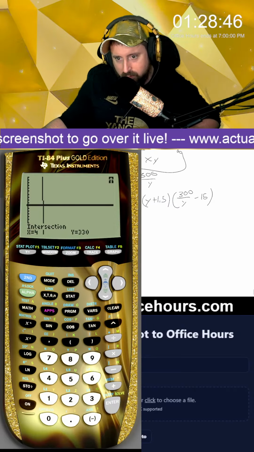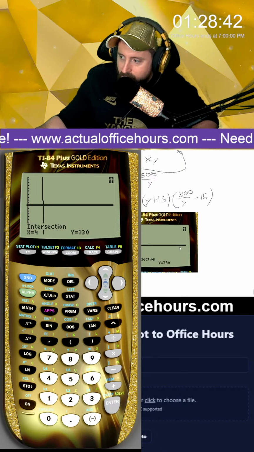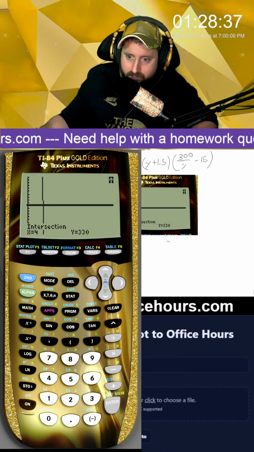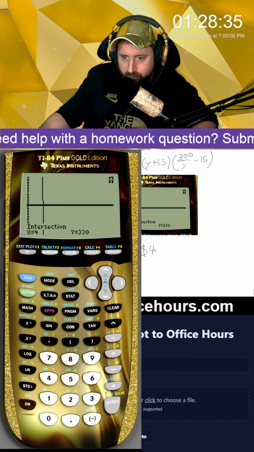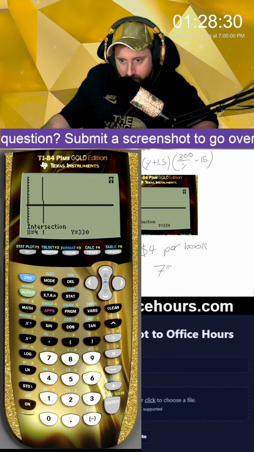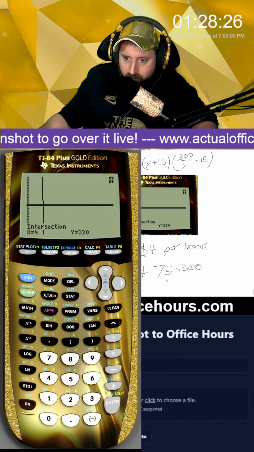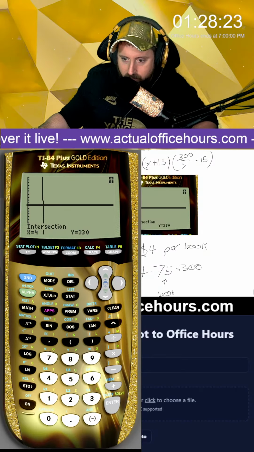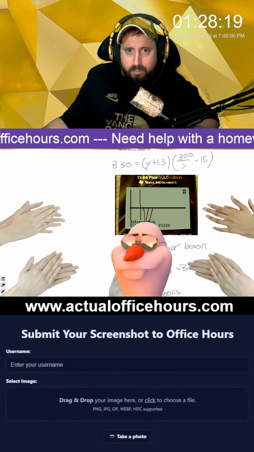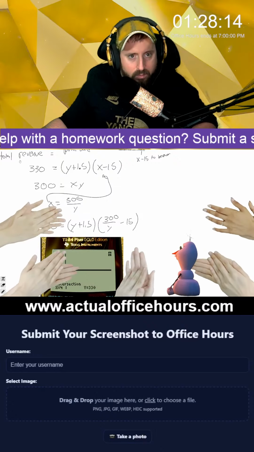Cool. There we go. So, yes, that tells me that it's $4 per book. And then 4 times 75 gets you the 300. So, $75. Cool. All right, cool question. No, I put it right in the calculator. I just had my window set incorrectly.